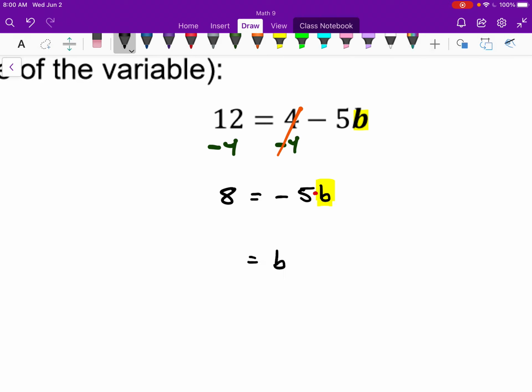I have to think about what's the inverse of multiplying by negative 5, because right now b is being multiplied by negative 5. So what's the inverse of multiplying by negative 5? Dividing by negative 5. So I divide both sides by negative 5.